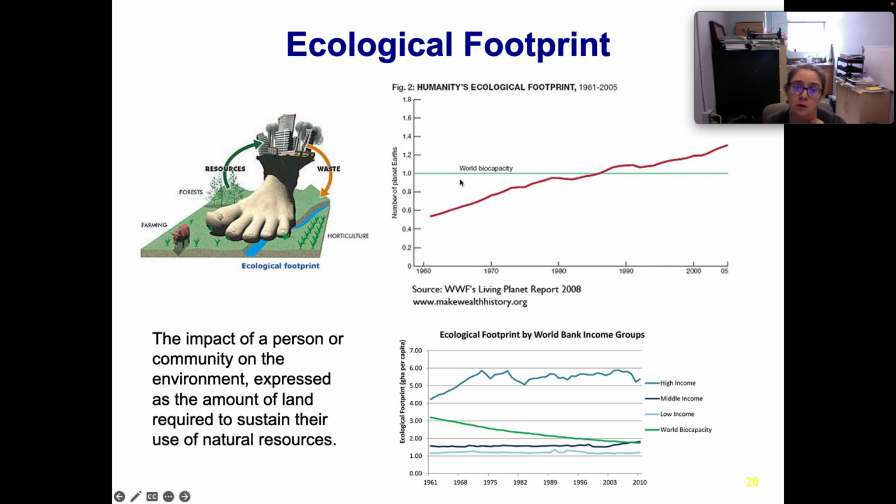If we need more than one Earth, that means that we're not only using all the resources that were produced this year, we're using some resources that were produced a previous year. And so we can maybe do that for a little while, but eventually we're going to run out of resources that were generated in previous years, and we're just going to run out. We also know that different income groups use different amounts of resources and have different ecological footprints.